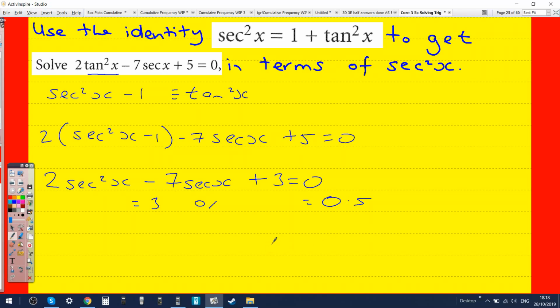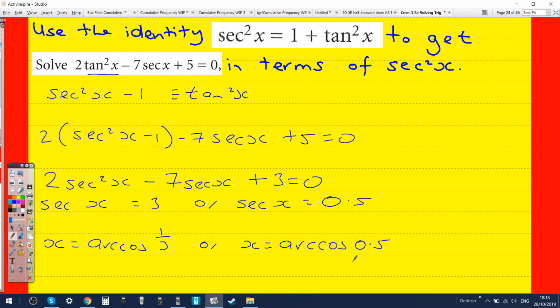Is that it? Do you look at the sec graph? So basically, it's not x equals, it's sec x equals those two. And then you just solve them separately. Okay, so 1 over cos equals 3. So x equals arc cos 1 over 3. Or x equals arc cos 1 over 0.5. And yeah, you solve those.